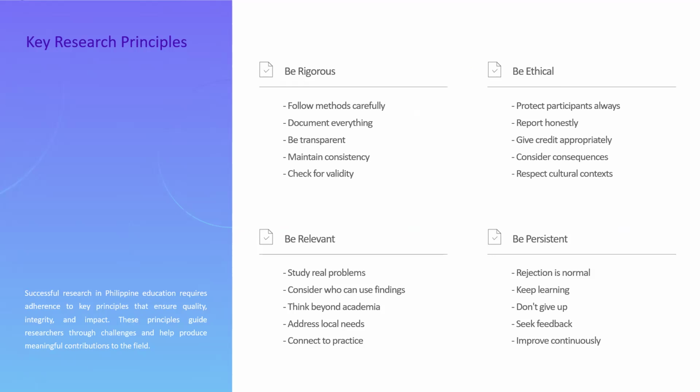Principle 1, be rigorous. Principle 2, be ethical. Principle 3, be relevant. Principle 4, be persistent. Success in research isn't about being brilliant. It is about being persistent.